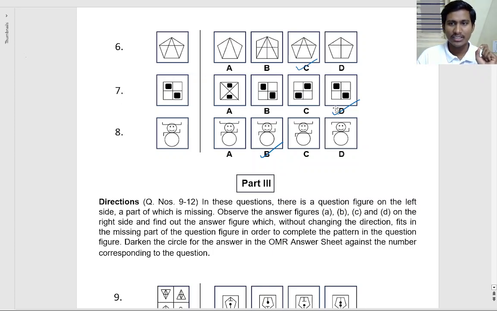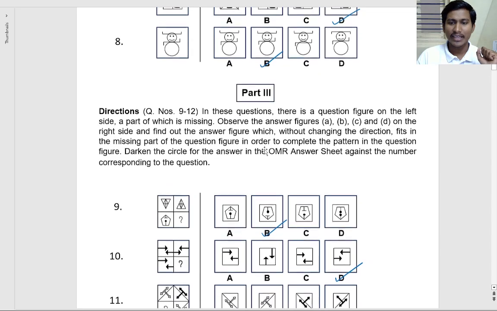And the seventh answer is option D, so it is the same, not B. Don't be confused. If you see this box on the top, that is smaller. Okay, and the eighth one, what is the answer? B is the answer.